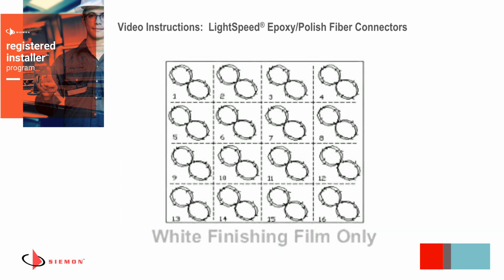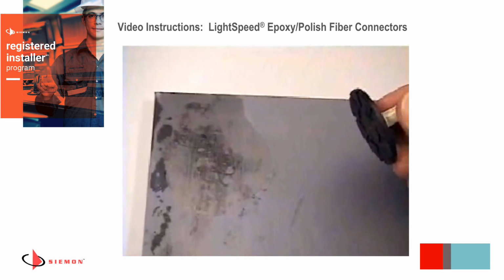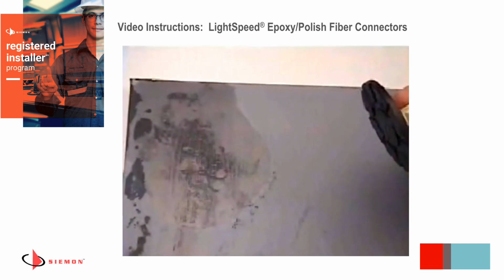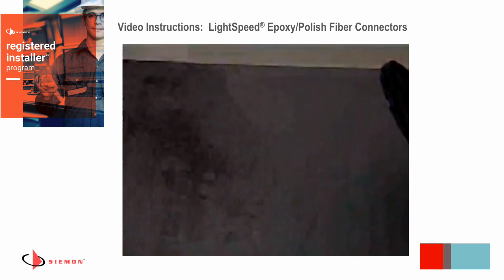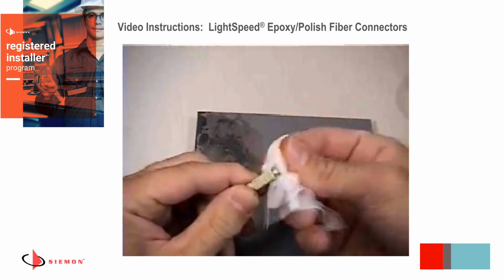To optimize optical performance of the connectors while maximizing polishing film life of the white finishing film, use a separate section of film for each connector. Dividing the film into 16 quadrants will assure maximum film life. Prior to inspecting the connector with a microscope, clean with an alcohol wipe followed by a dry lint-free wipe.